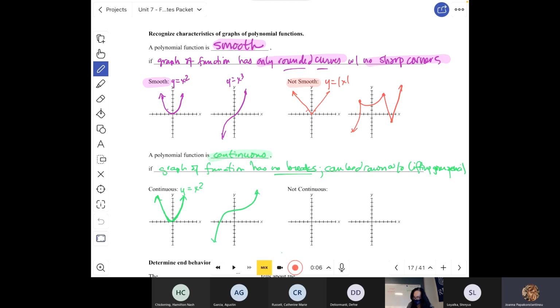Right? Things that are not continuous, piecewise functions. In some instances, I could have this, and then I could have to lift my pencil and do this, right? If I have to lift my pencil and put it back down somewhere else, there's a break. It's not continuous. Yes, Josh.